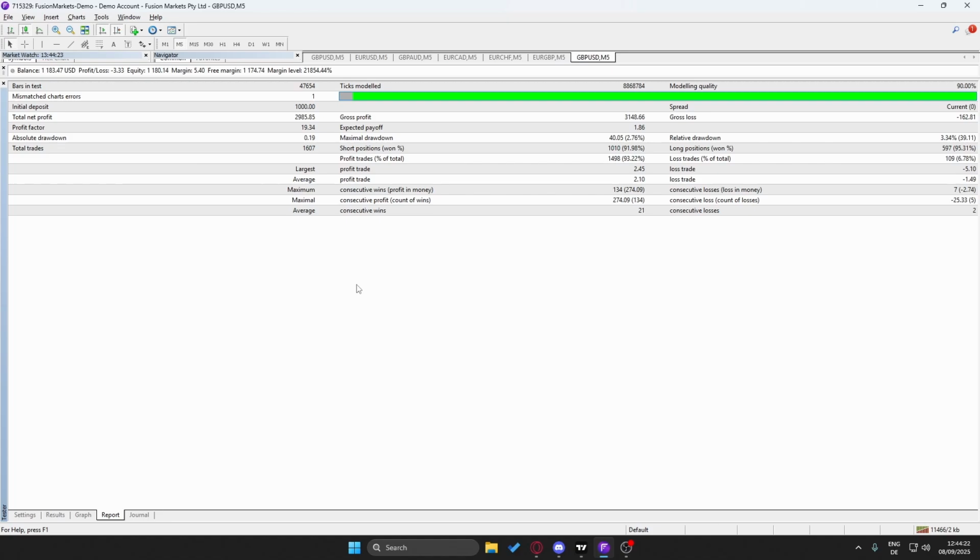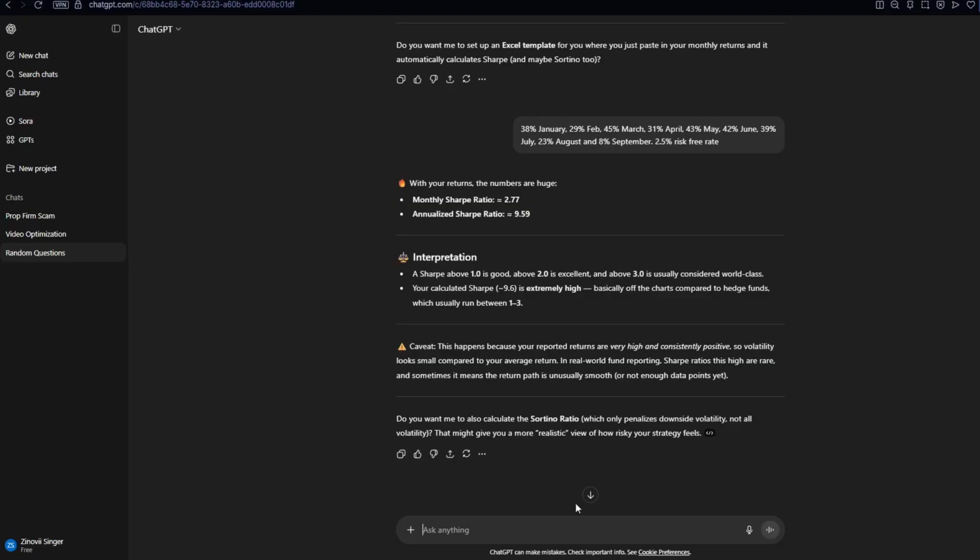I also went ahead, because MetaTrader 4 doesn't calculate the Sharpe ratio, and calculated the Sharpe ratio myself manually using the help of ChatGPT here. With this, we gained 38% in January, 29% in February. You can see the numbers here. Assuming an average risk-free rate, which is basically the fund rate that you can get from the government, we return a 2.77 monthly Sharpe ratio. Now, the annualized Sharpe ratio is probably a bit inaccurate because 9.5 is extremely high. Probably more looking at this rate as well.